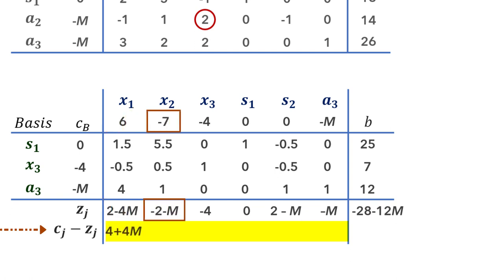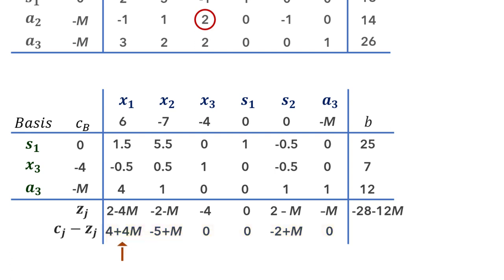-7 minus -2 minus m gives -5 plus m. Then we have 0, 0 again, -2 plus m, and 0. And that completes the first iteration. Remember that m is a large positive number. Thus, the largest positive value on the net evaluation row is 4 plus 4m, indicating that the pivot column is the x1 column, and the entering variable is x1.